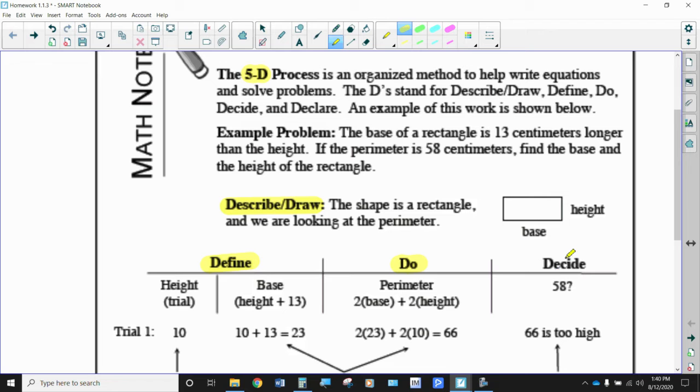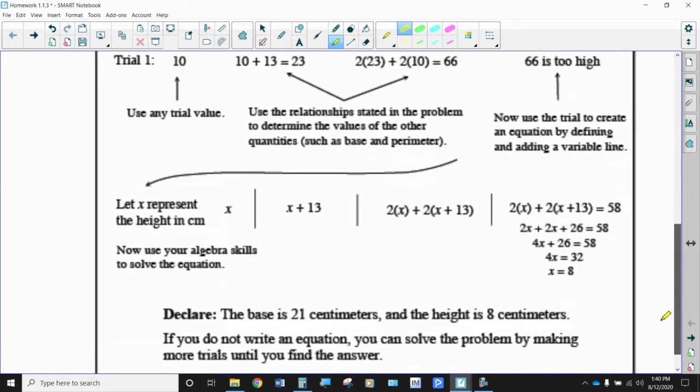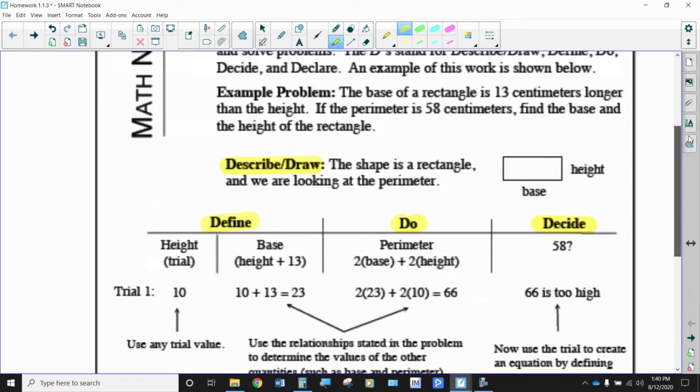After you do the problem, you look through your work and you say, hey, does that make sense? Maybe we should check it. And you decide if the answer is correct. And then once you've decided the answer is correct, then you can declare your answer. So this is what all problem solving is about.